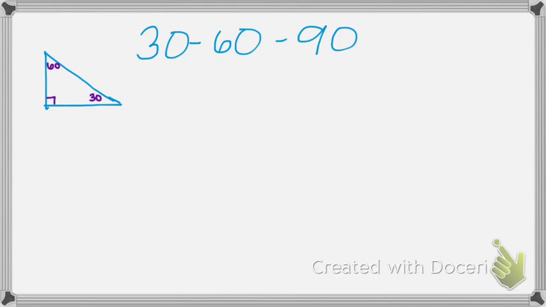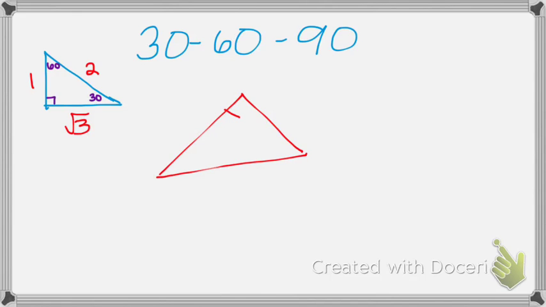So when we use 30, 60, 90 triangles, we have to use the 30, 60, 90 rules with the special triangles. Across from the 30 is a 1, across from the 90 is a 2, and across from the 60 is a square root of 3. And so what we know is that if we have another triangle that we want to find the sides of, we're going to make proportions with each of the sides.